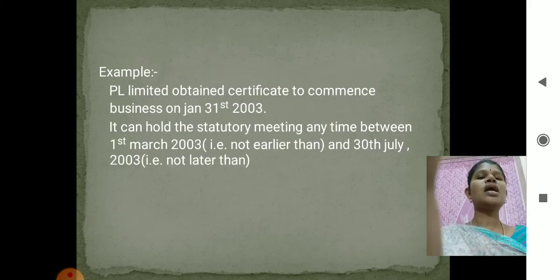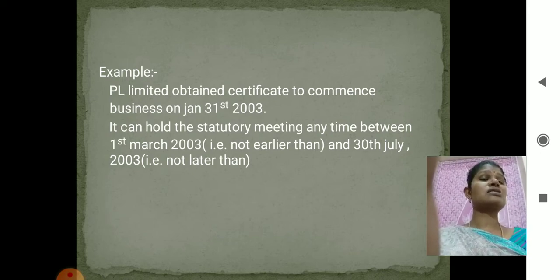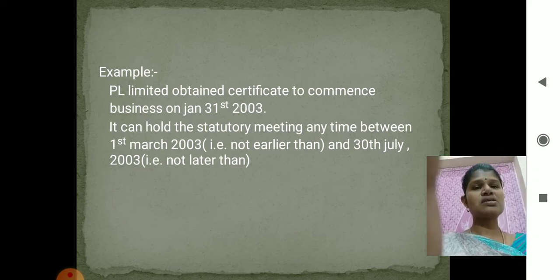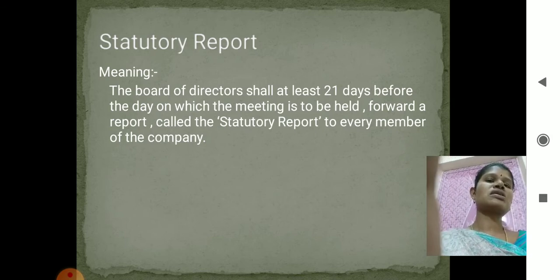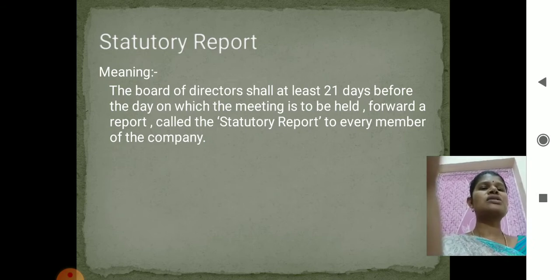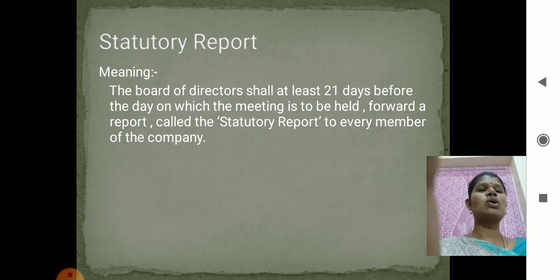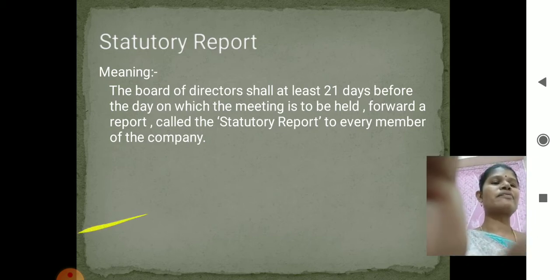For example, PL Limited obtained a certificate of commencement of business on January 31st, 2003. It can hold the statutory meeting any time between 1st March 2003, that is not earlier than, and 30th July 2003, that is not later than. And after that, you have to prepare the statutory report. The board of directors shall, at least 21 days before the day on which the meeting is to be held, forward a report called a statutory report. The statutory report is forwarded to every member of the company.